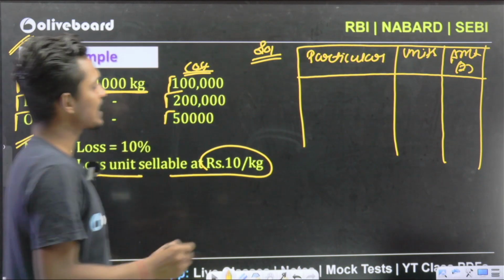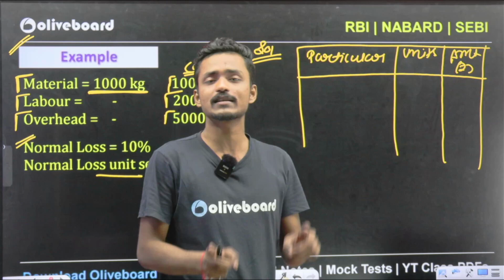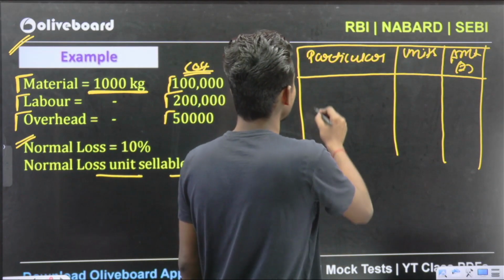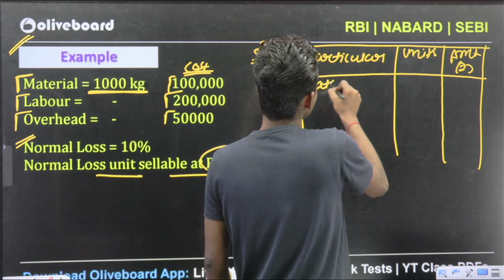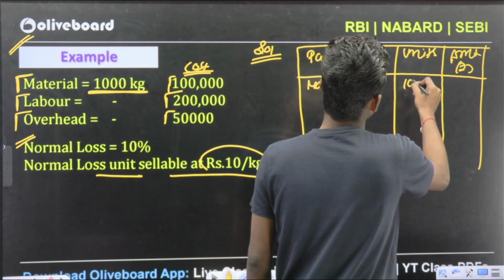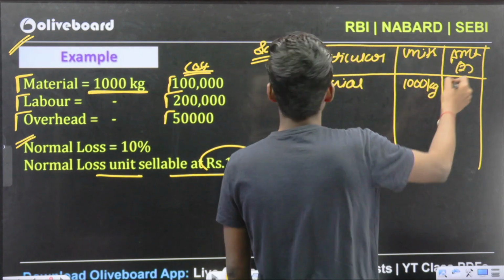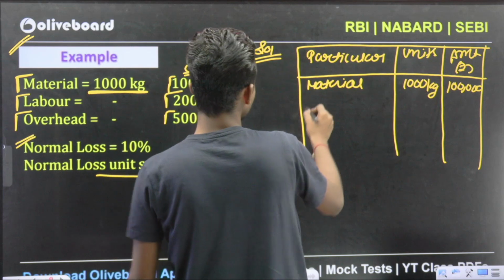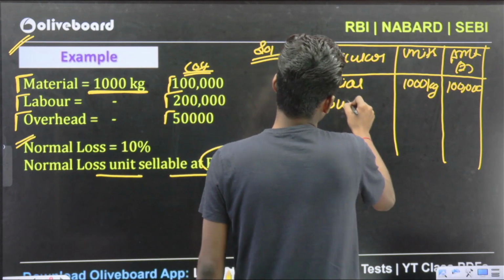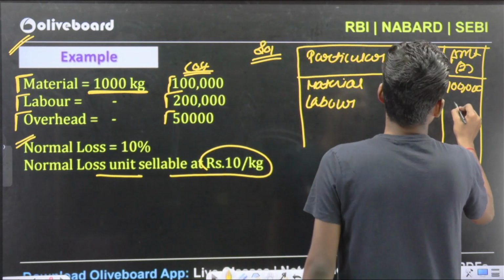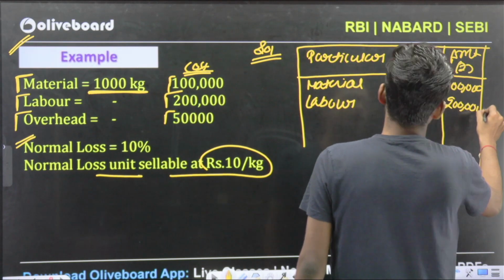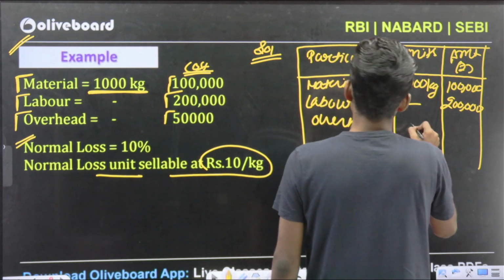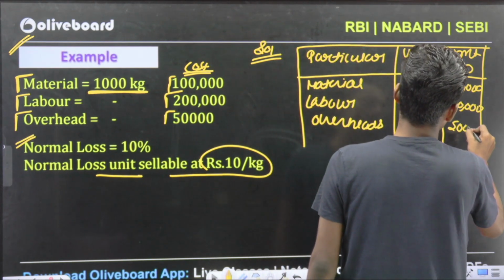In the particulars, what amount of expenditure am I incurring on the manufacturing of this material, sir? I am incurring 1 lakh rupees of cost at the time when we are purchasing 1000 kg of material. Now for labor, what amount of cost am I incurring here? 2 lakh rupees. Now at the third stage, I have the overheads, 50,000.